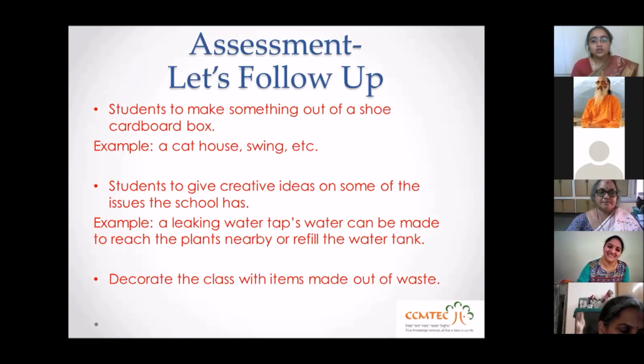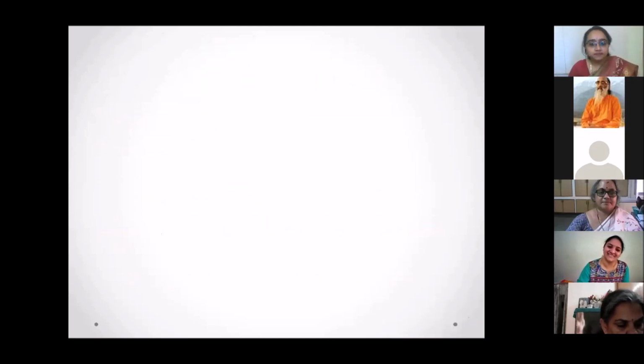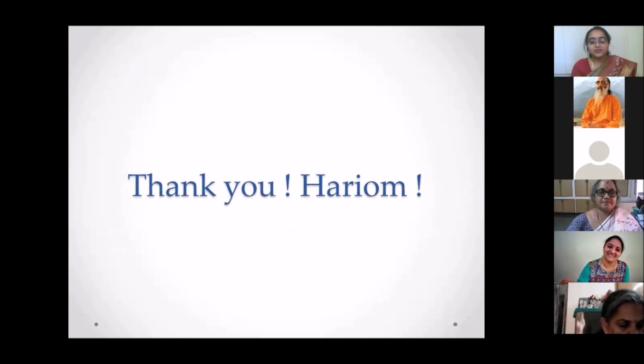Then we have students give creative ideas on some of the issues the school has. And the third is decorate the class with items made out of waste. I think they can, with plastic bottles, make plants, or maybe they can have some decorative items. I remember making wind chimes out of those CDs or DVDs, just to give that effect. We had done that, and we had wall hangers made out of those discs. So with this, we complete our class 5.